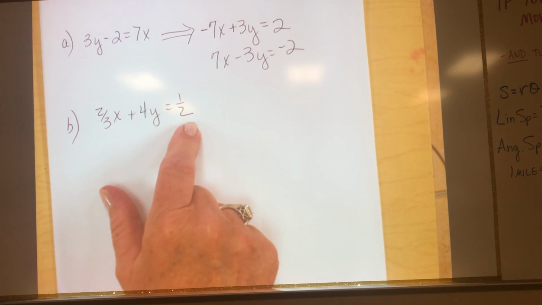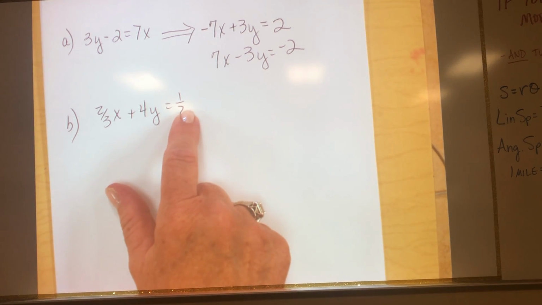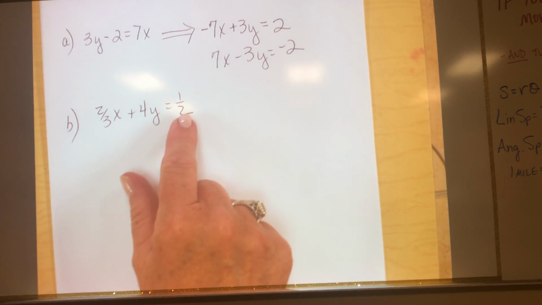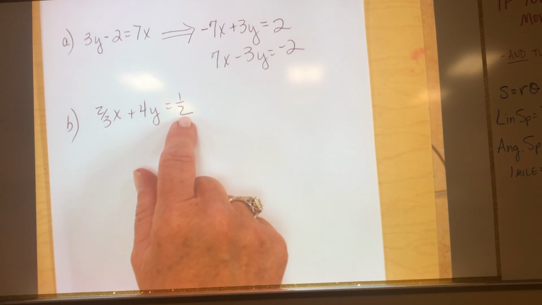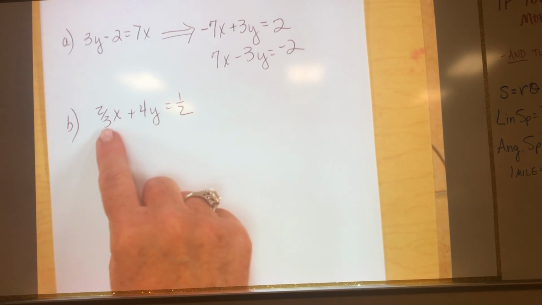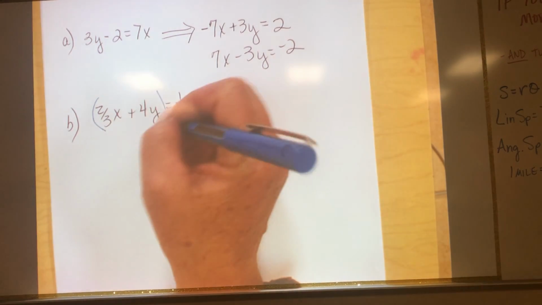Okay? A kid's first instinct is, if you want to get rid of this fraction, multiply by its reciprocal, right? No, it'll get rid of this one, but you'll create one here, you see what I'm saying? So just look at the denominators. What's the least common multiple between 3 and 2? 6. So that's what I'm going to multiply by.